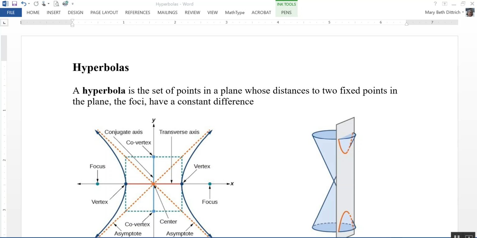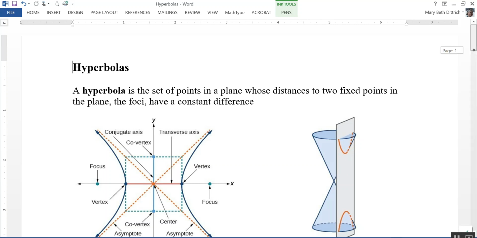This video is on hyperbolas. A hyperbola is the set of points in a plane whose distances to two fixed points in the plane, the foci, have a constant difference. Recall also that a hyperbola is the shape that you get when you take a double cone and it's intersected by a plane that's perpendicular to the bases and goes through the bases. So the hyperbola has two parts to it right here.